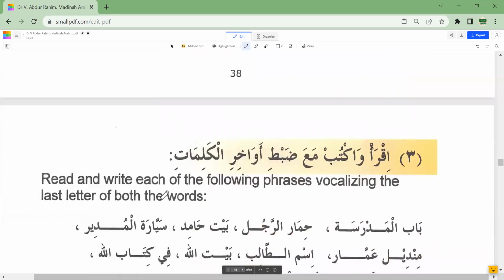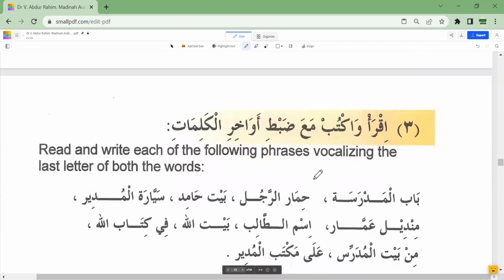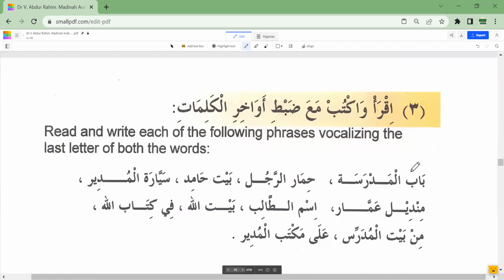Okay. Here, what we have to do is read and write each of the following phrases, vocalizing the last letter. So just like we talked about the mudaf and mudaf ilay, now we have to say what will be the haraka on each word. Remember the mudaf is always marfu, that means dhamma. It's also ghair munsarif. Ghair munsarif means that it does not have tanween. It will just be a single dhamma. And mudaf ilay can be kasra or kasratain.